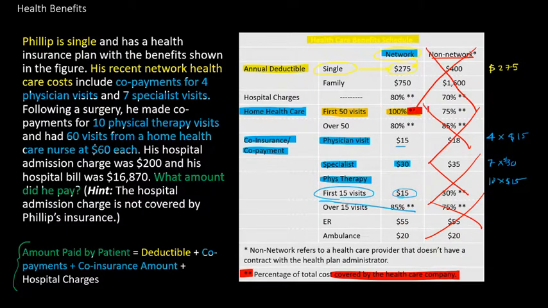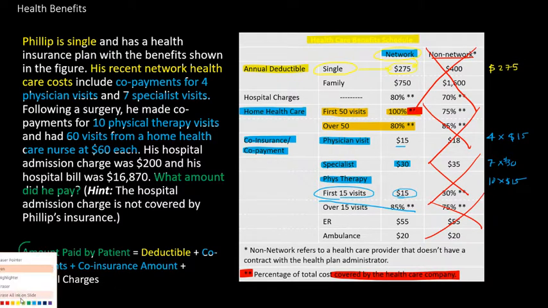So if the healthcare company is covering 100% of the cost for the first 50 visits, then those first 50 visits are costing me nothing, right? They're covering 100% of the first 50 visits. But then it says for visits over 50, they're going to cover 80%, which is still pretty good. So they're covering 80% of however many visits you go past 50.